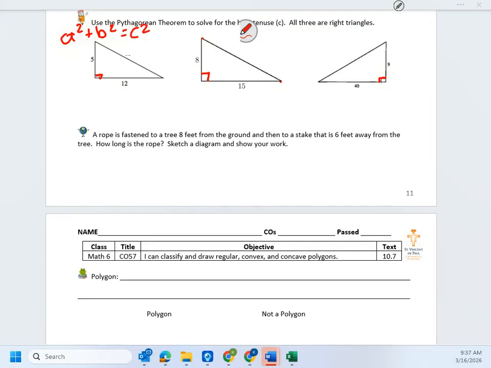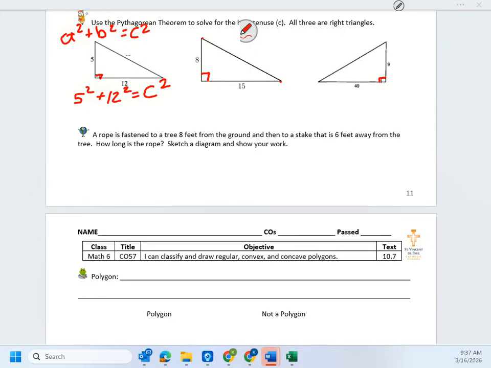So how am I going to write this out? Who thinks they know what our initial equation should look like? Michael? The first one is 5 squared plus 12 squared equals what? Equals c squared. Okay, so that a squared plus b squared equals c squared. We can fill in the a and the b. So 5 squared plus 12 squared equals c squared. It's important to note that that c is squared.